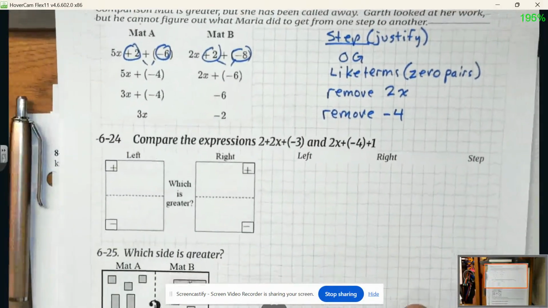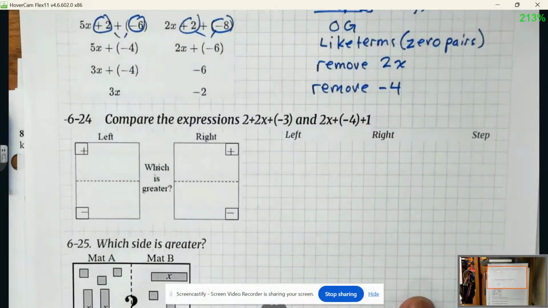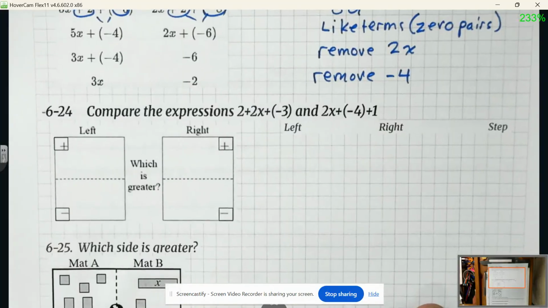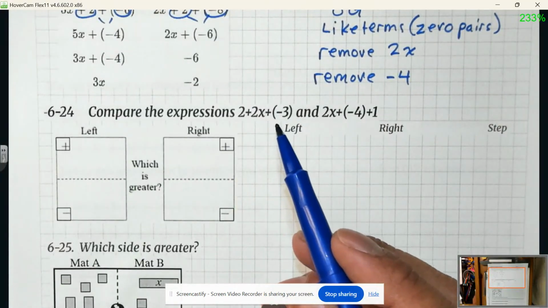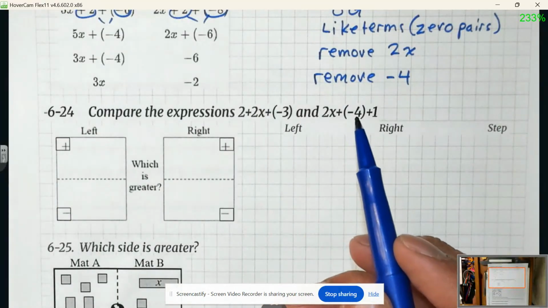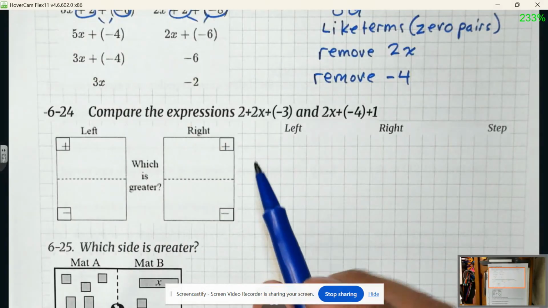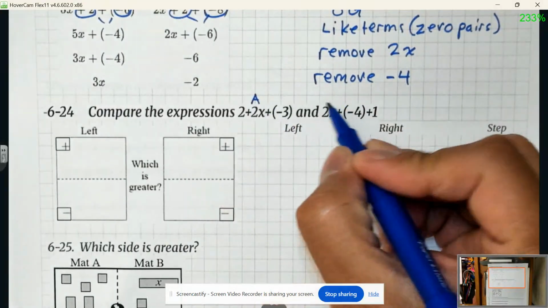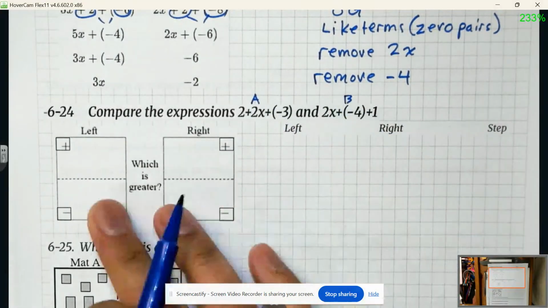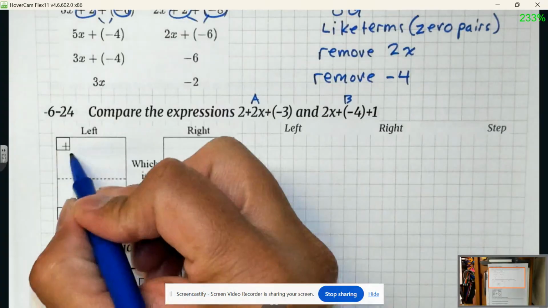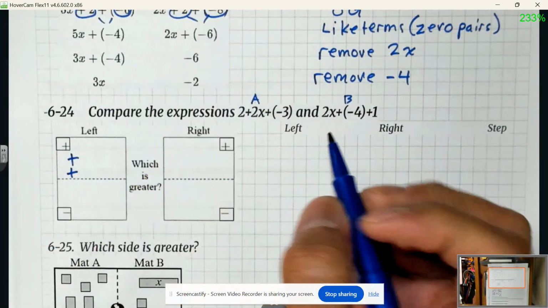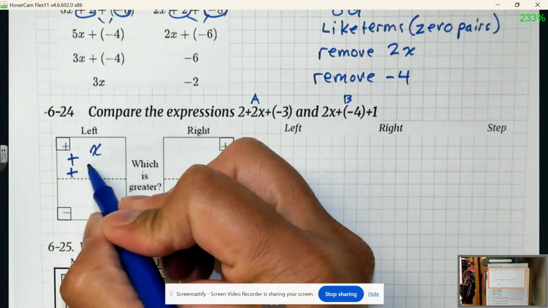So when we look at our next comparison mat, we're going to build this comparison mat. So we have 2 plus 2x plus negative 3, and 2x plus negative 4 plus 1. So this is going to be mat A, and this is going to be mat B. So here's mat A on the left. We have 2 plus 2x. There's 2, and here are 2 x's.